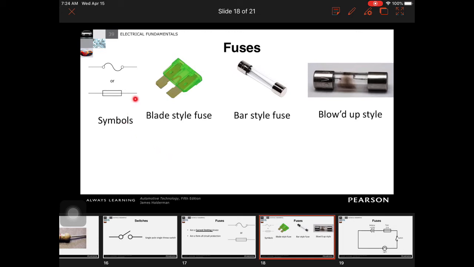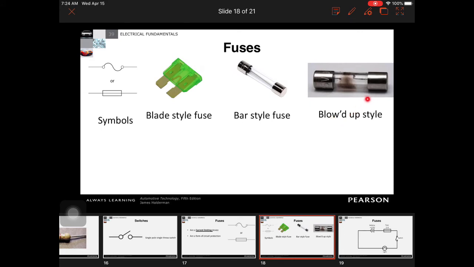Just know that our symbols could be pretty interchangeable. They can use either one of these. Typically I see this, but this one happens a lot too. So we have a couple different styles of fuse. We have a blade style fuse here. We have a bar style fuse. And here we have a bar style fuse that blew the heck up.